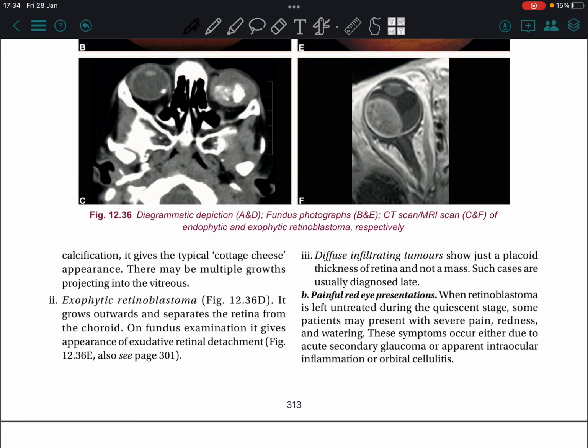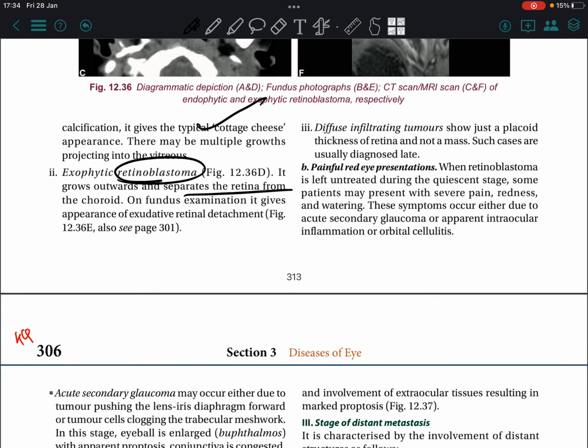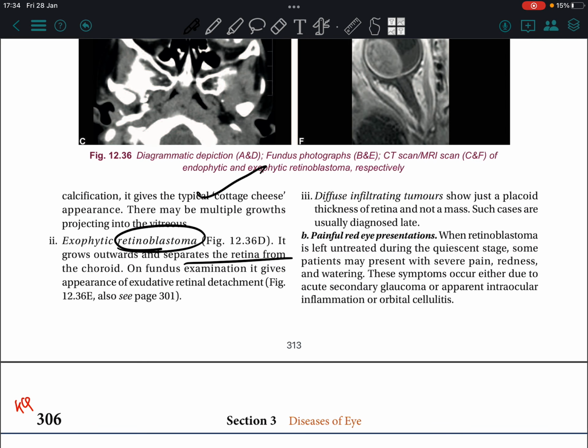Exophytic retinoblastoma grows outwards and separates the retina from the choroid. On fundus examination, it gives the appearance of exudative retinal detachment. Diffuse infiltrating tumor shows just a placoid thickening of the retina and not a mass. Such cases are usually diagnosed late.